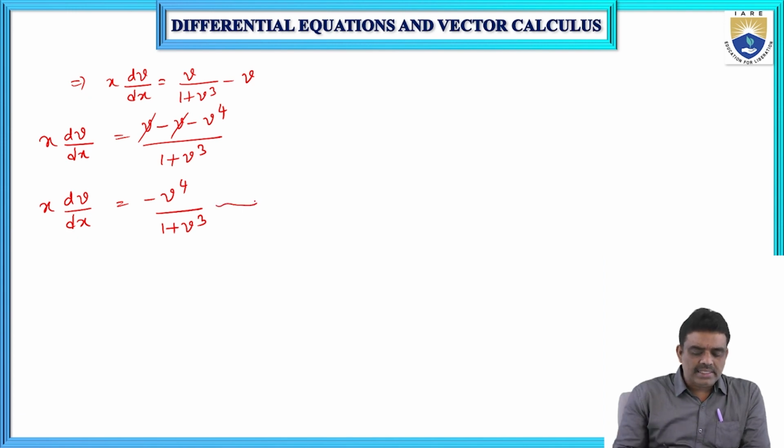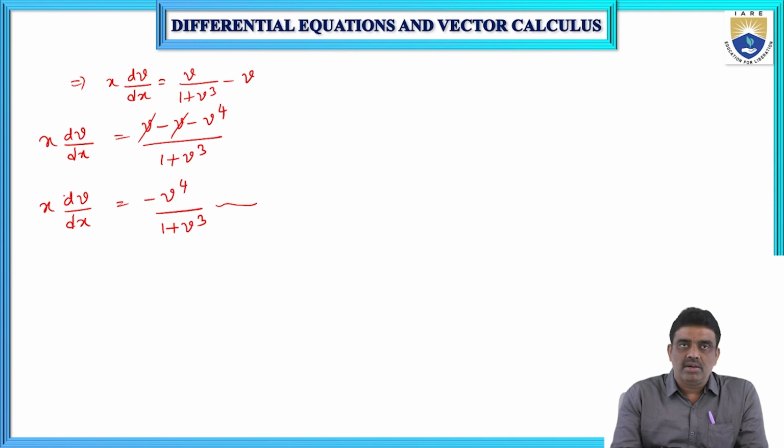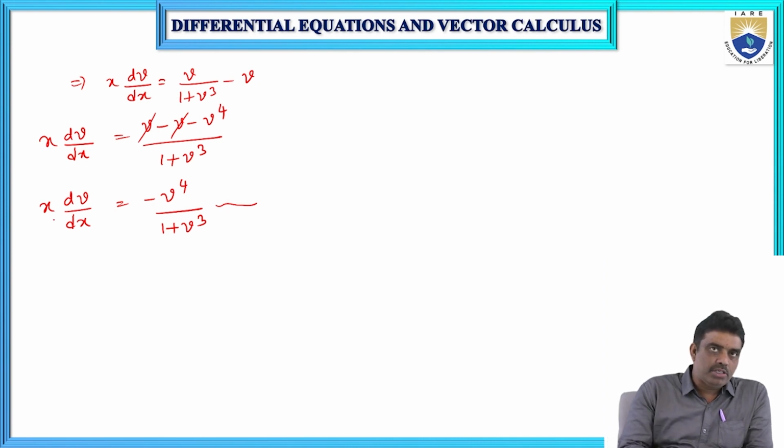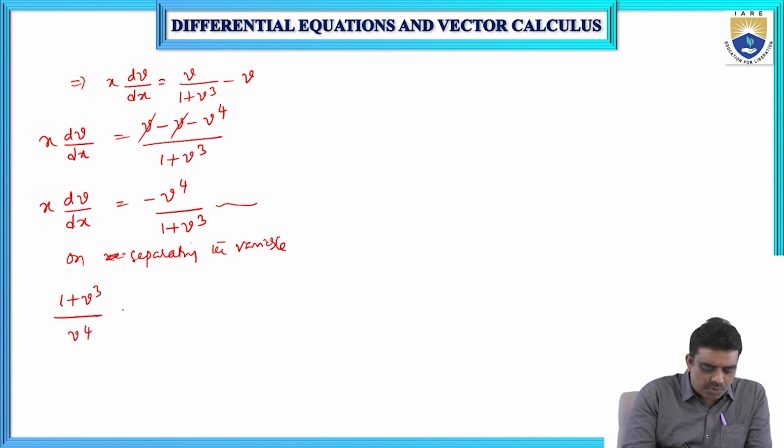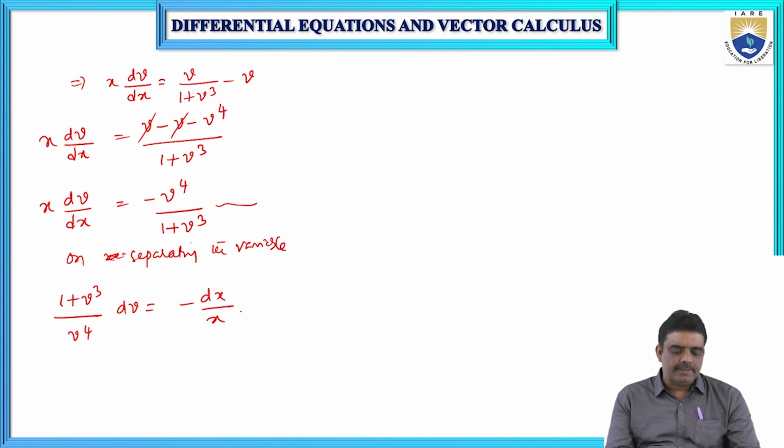Now clearly this equation can be separated with respect to the variables. We can write the v variables all on the dv side and the x variables on the dx side. So on rearranging, on separating the variables, (1 plus v cube) by v power 4 dv is equal to minus dx by x.